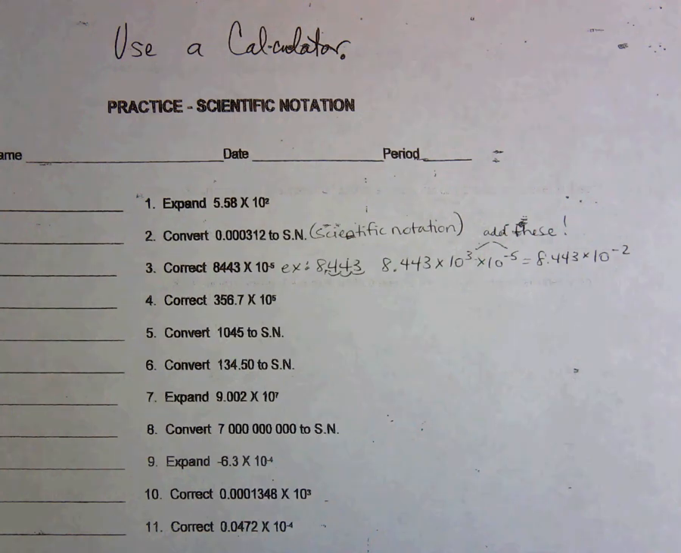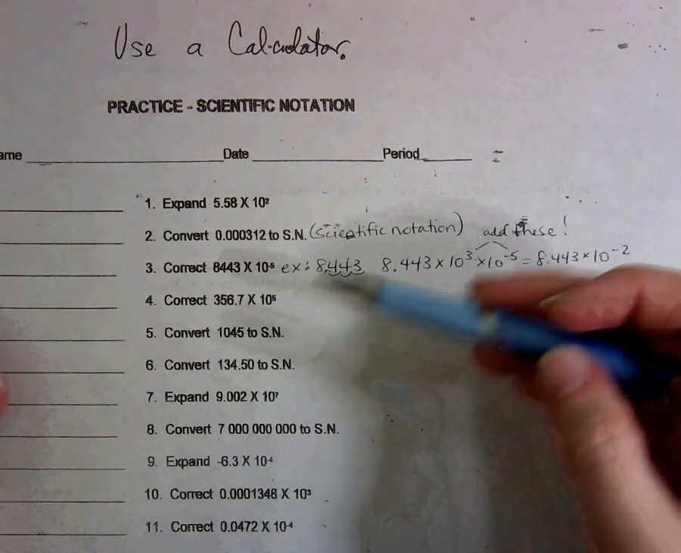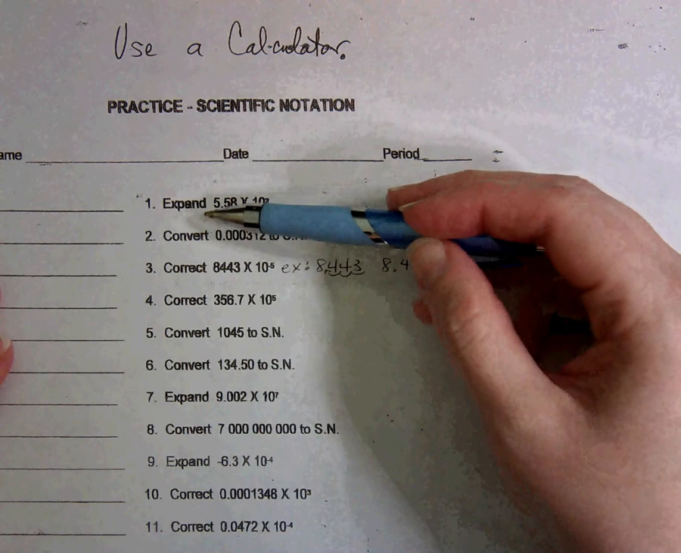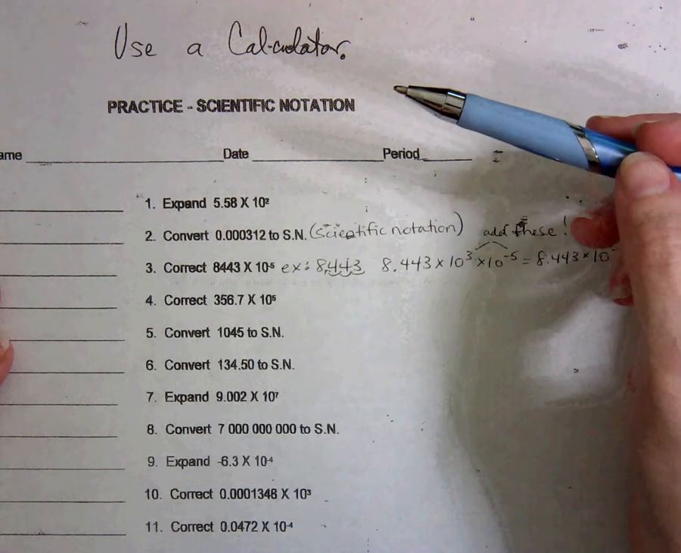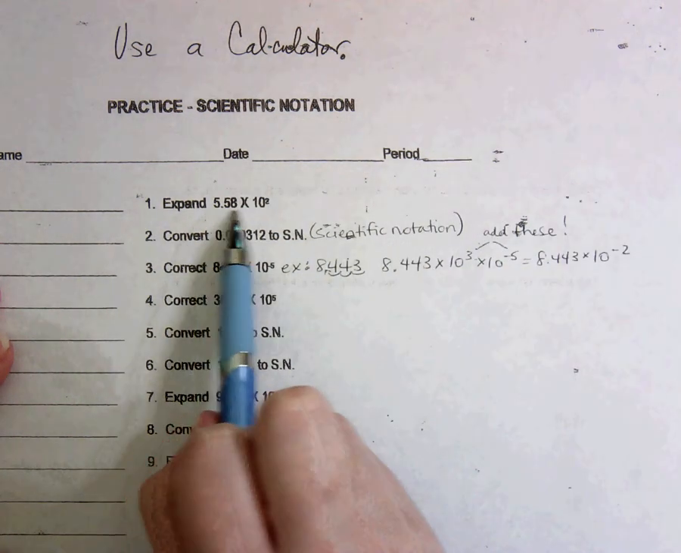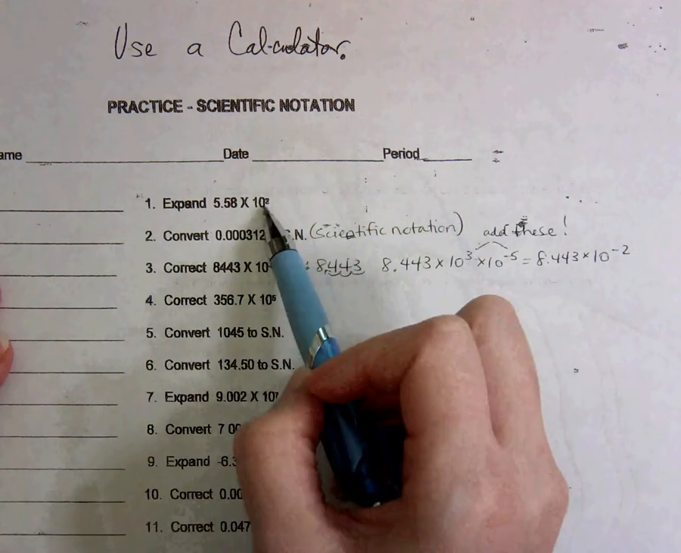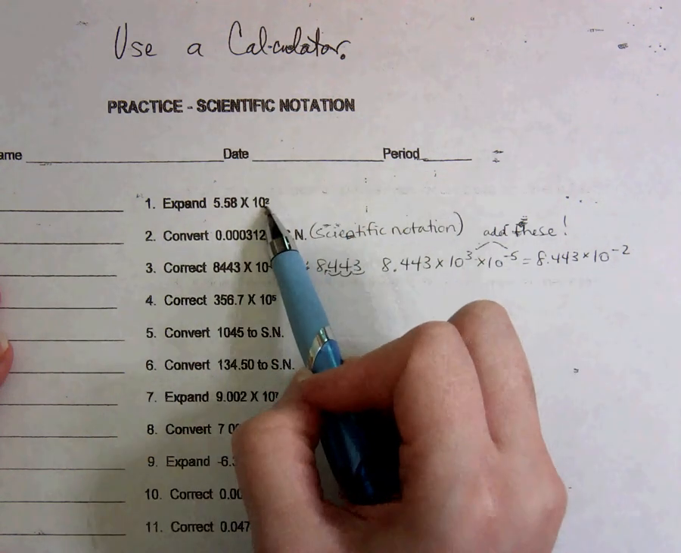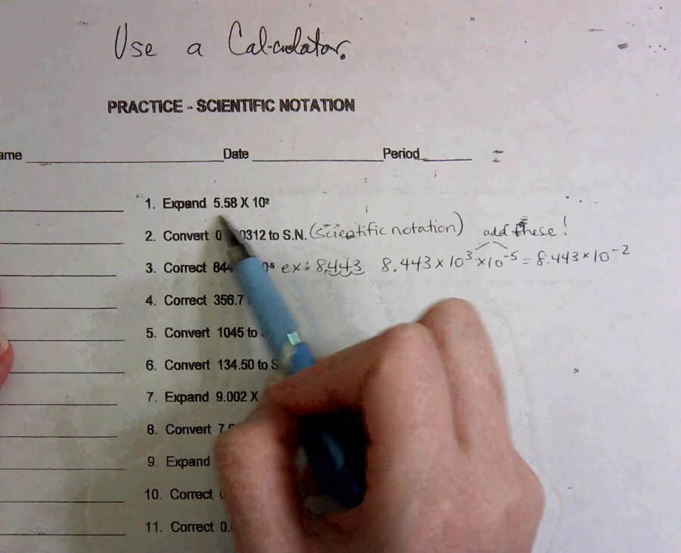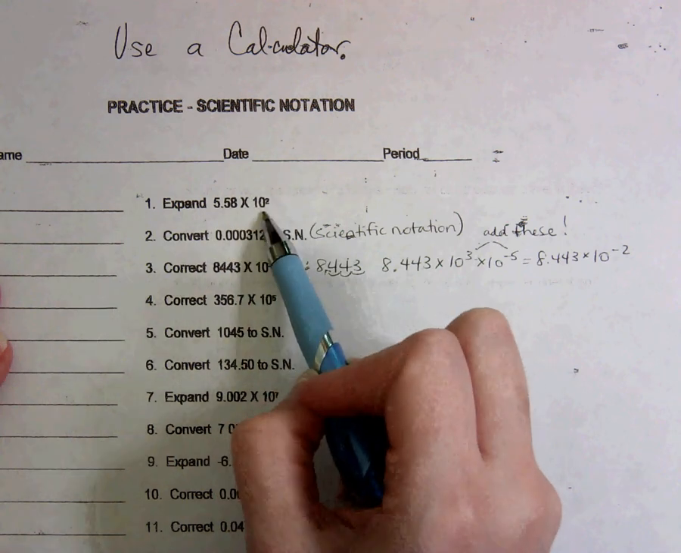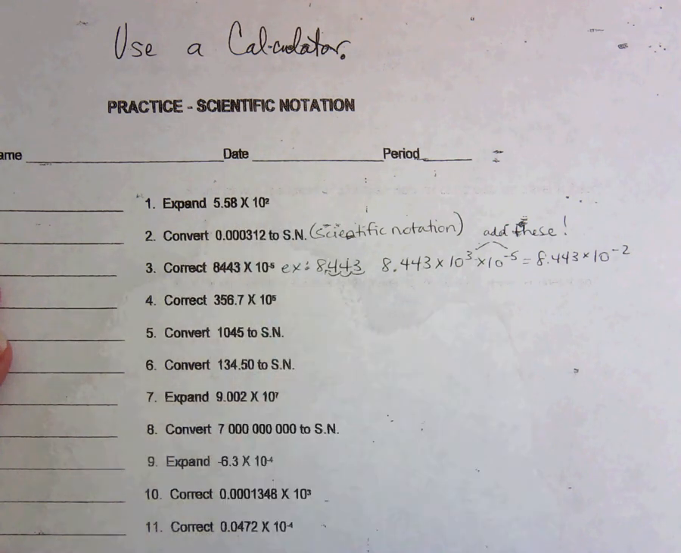Practice scientific notation. We're going to be doing more scientific notation here. When it says expand, we're going to take this and get it out of scientific notation. So just like you did on the other page, you're going to move the decimal place 2 places to the right because we want our number to get bigger because we know it's supposed to be greater than 1. So we're going to make this bigger.